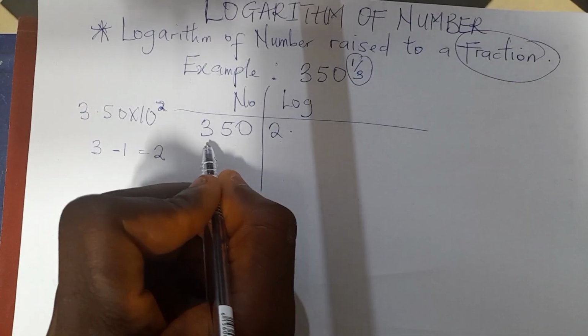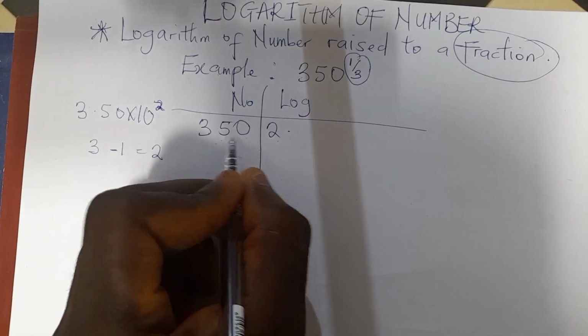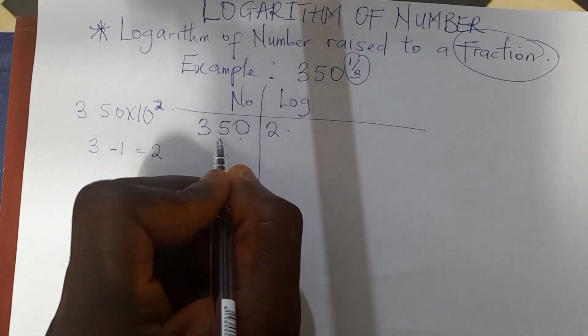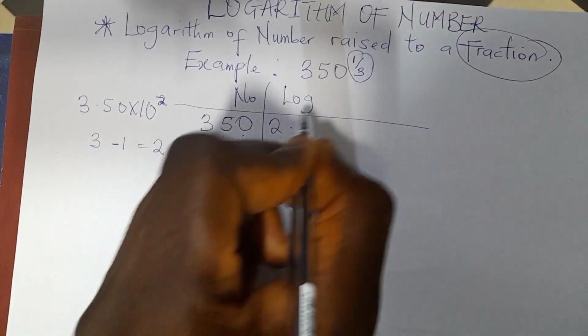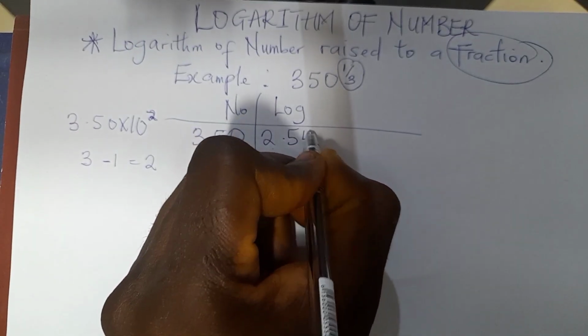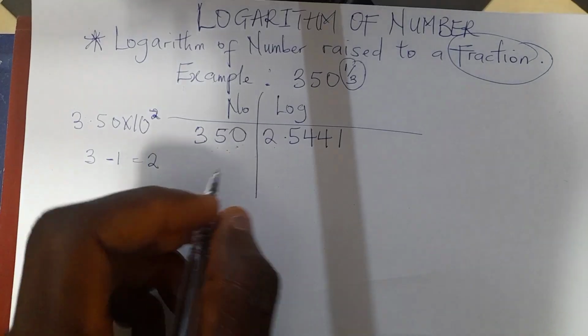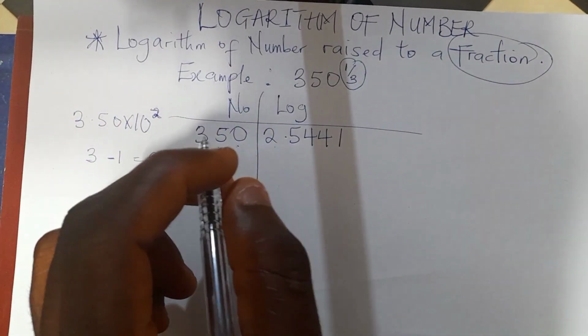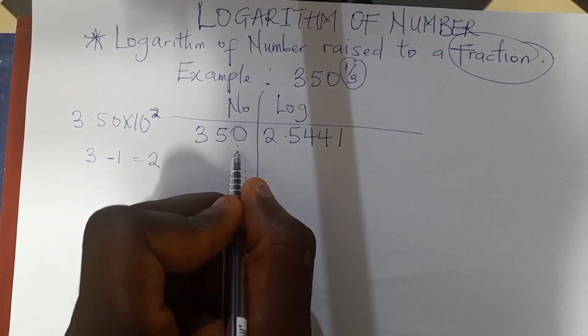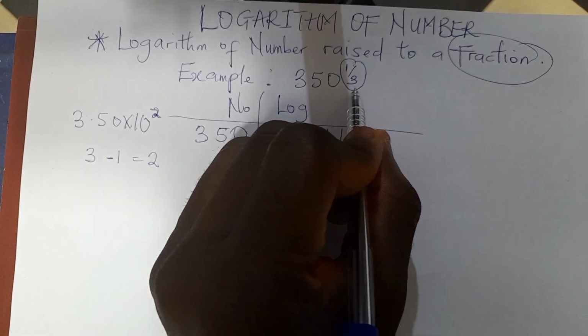Now you look for what? 35. Okay, because there's nothing like under 0. So you look for 35, log 35. It gives you 5441. Okay. Now, having known this, what's the problem? Which problem are we having now? We're having the problem of this fraction.